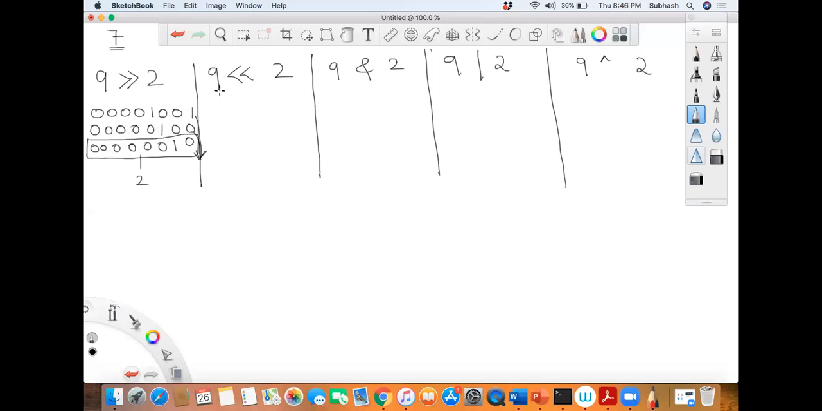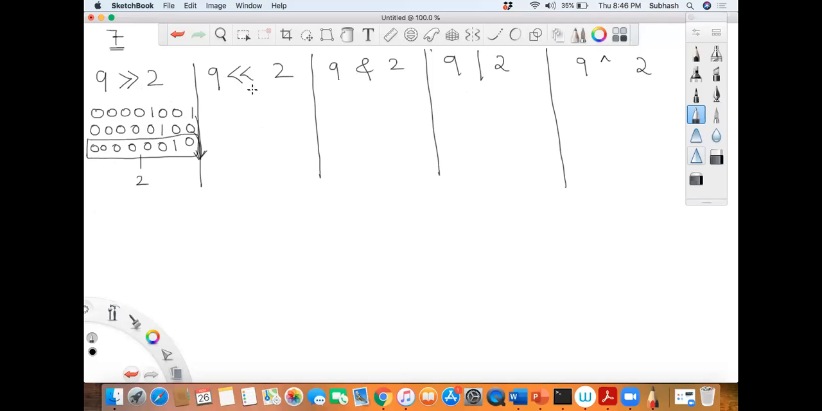Okay. 9 left shift of 2, right? When I say 9 in binary, how will I represent 9 in binary? Did you understand this, guys? Yes or no? 9 right shift of 2 will result in 2 value. Okay. So this operator, that is your bitwise operators, will always work on the binary of the number, not on the number itself. It will work on the bits of that number.